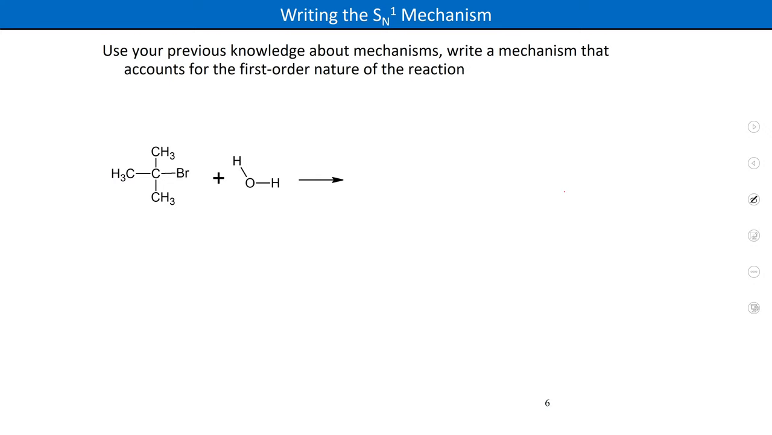And it can be really helpful to know where you're trying to go. So sometimes with these mechanisms, a lot of times they'll just be given to you like this. But writing out what the product is first gets you halfway there, because then you know what your end goal is. One of the trickiest things about organic chemistry is to try and work out a mechanism without knowing what the product is going to be. You can do it, but it's really, really hard. And there's a lot of things you can miss along the way.